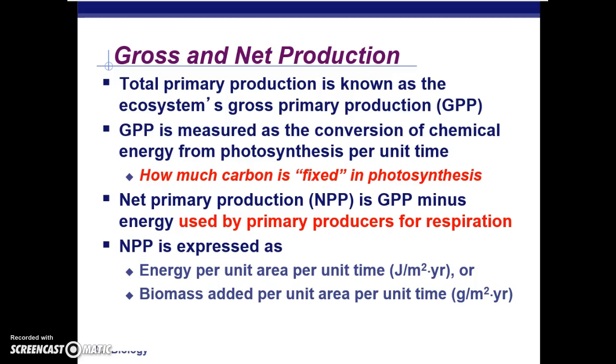And that number is expressed as energy per unit area per unit time. So we use something like joules per meter squared per year, for example. We can also express it as biomass added per unit area per unit time. So if we're talking about biomass being added, we're talking about the growth of the organism. So the growth of the plants is an increase in their biomass. And in that case, mass is being measured by grams, and it's still per unit area, so square meter per year.